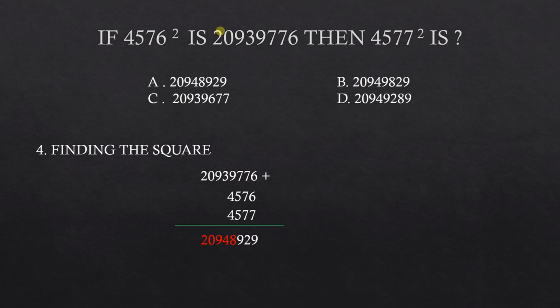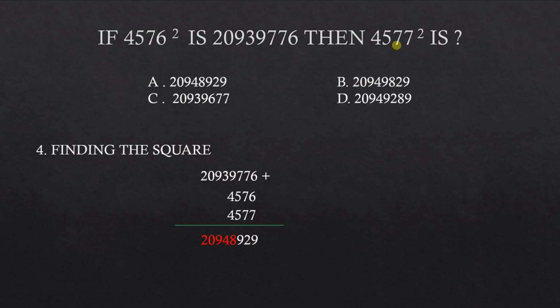This method is very useful if an adjacent number's square is already given. What you have to do is just add that number plus the adjacent number. For example, we know 30 square is 900. We have to find 31 square. What do we have to do? We add 30 plus 31 to 30 square, that is 900 plus 30 plus 31. We will get 961.